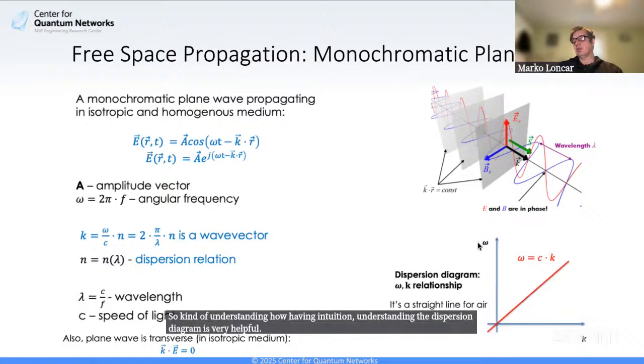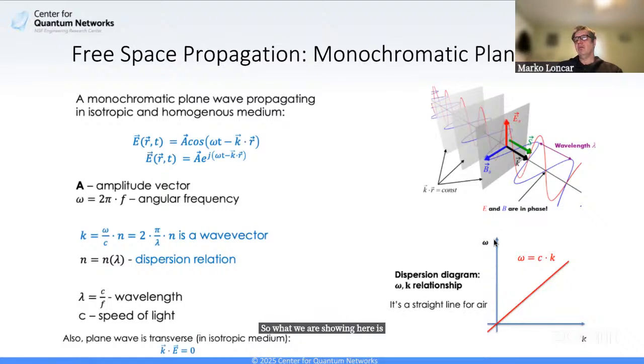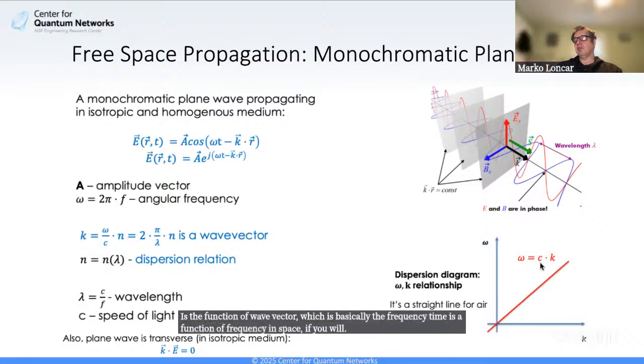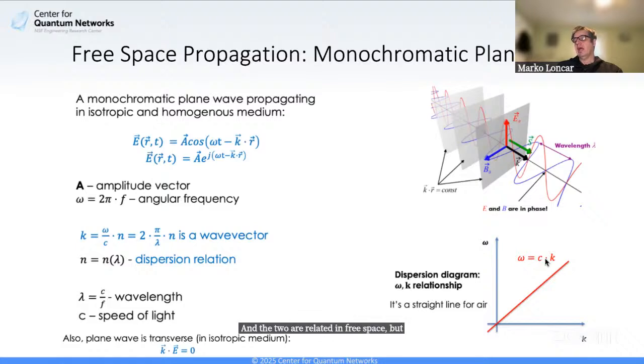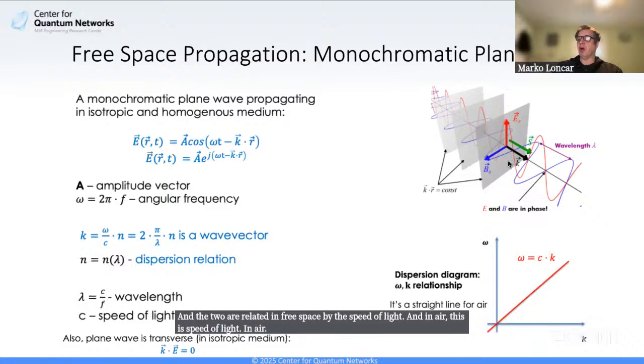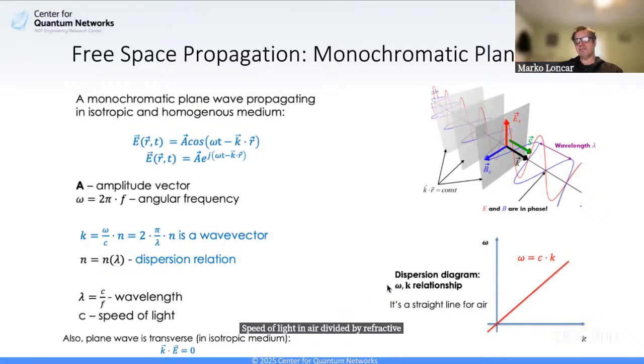So what we are showing here is how the frequency of this wave is a function of wave vector, which is basically frequency in time as a function of frequency in space, if you will. And the two are related in free space by the speed of light. And in air, this is the speed of light in air. If this is a big block of silicon, this will be the speed of light in silicon, which is related to the speed of light in air as the speed of light in air divided by the refractive index of silicon, right?